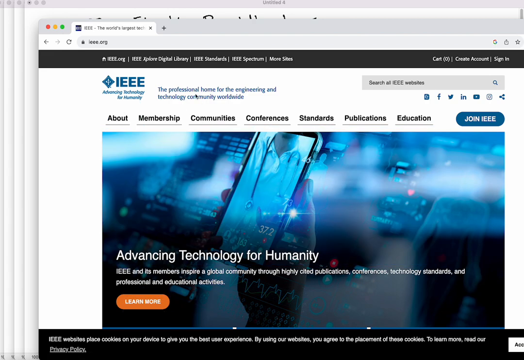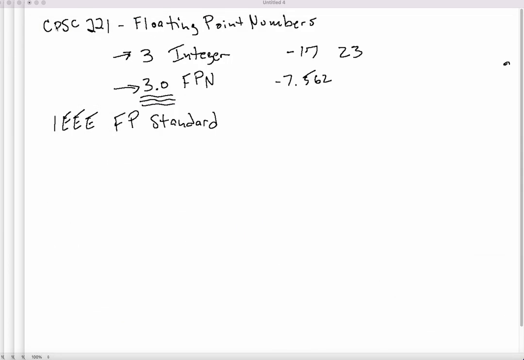IEEE. This is where engineers meet and do their thing. Something about engineering and electrical something or other. Very big international group. They set lots of standards, including lots of the protocols that are developed on the internet. And they established this floating point standard. In fact, they came up with two of them: a 32-bit standard, and a 64-bit standard.